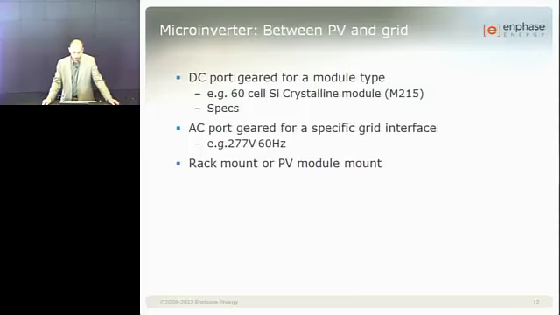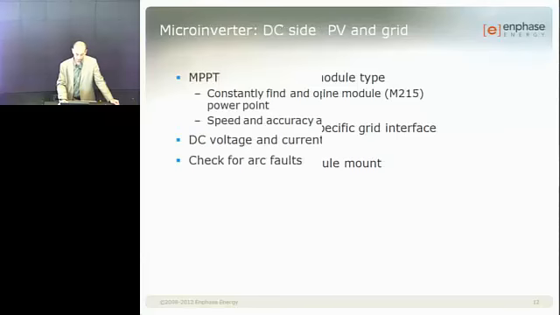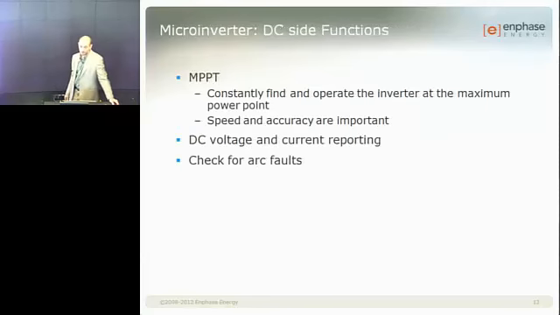Okay, so when we have now a microinverter, it's between the PV and the grid, so it's geared up for one type of module typically and one type of AC port. And the microinverter is mounted on a rack, whereas a PV module is mounted. Okay, so what are the functions of the microinverters now?